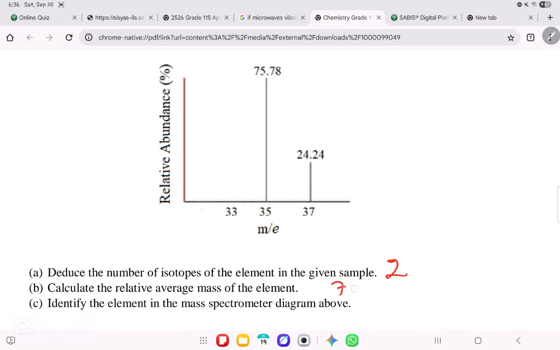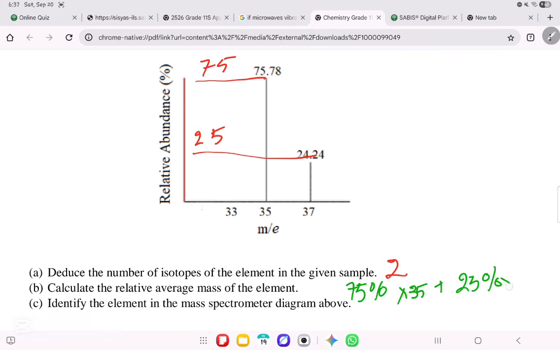How do we calculate the relative average mass or the relative atomic mass? It's the mass multiplied by its percentage. I'm gonna just assume this is 75 and this is 25, okay? Because we cannot take the values to be decimal, so you have to take them. So it's gonna be the percentage, which is 75% multiplied by 35 plus 25% multiplied by 37.